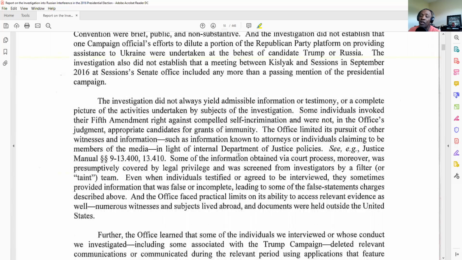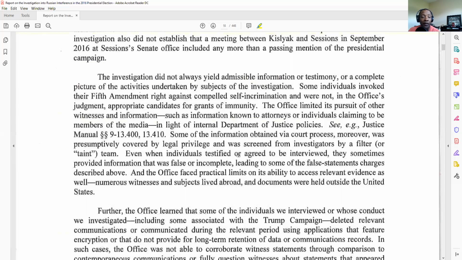The investigation did not always yield admissible information or testimony, or a complete picture of the activities undertaken by subjects of the investigation. Some individuals invoked the Fifth Amendment right against compelled self-incrimination and were not, in the office's judgment, appropriate candidates for grants of immunity. The office limited its pursuit of other witnesses and information, such as information known to attorneys or individuals claiming to be members of the media, in light of the internal Department of Justice policies. See, for example, Justice Manual, subsections 9-13.400, 13.410. Some of the information obtained via court process, moreover, was presumptively covered by legal privilege and was screened from investigators by a filter team.